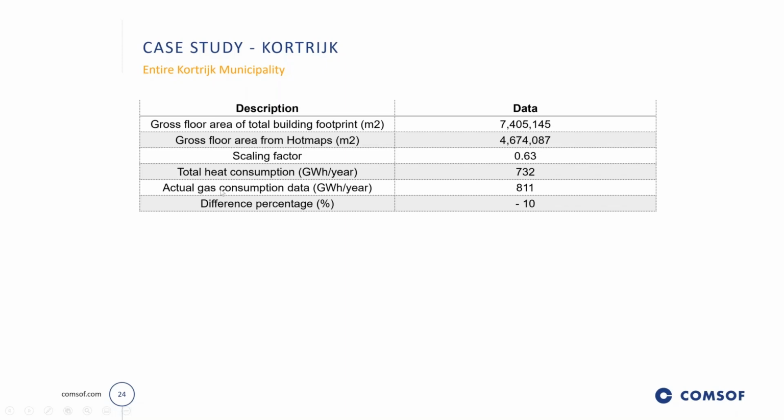But the actual heat consumption data of this particular municipality, obtained from an open data source, is around 811 gigawatt hours per year. The difference in percentage is 10%. In this case, the difference is 10%, but it can vary from 10 to 30%, depending on area by area or project by project. So it depends on the data quality we get.